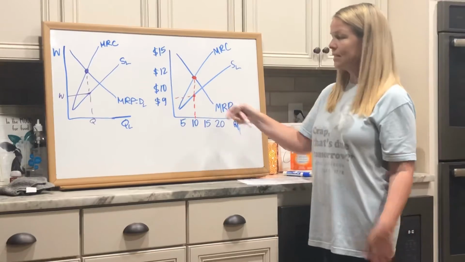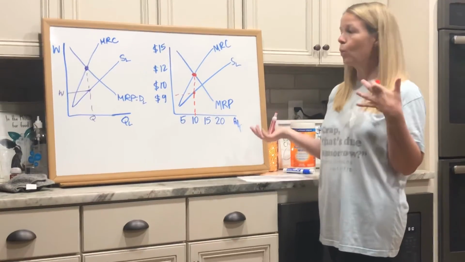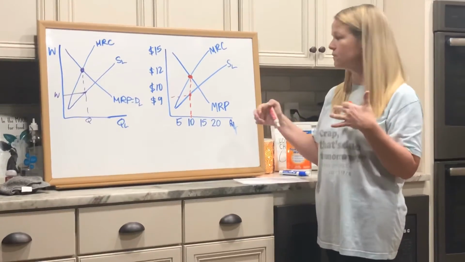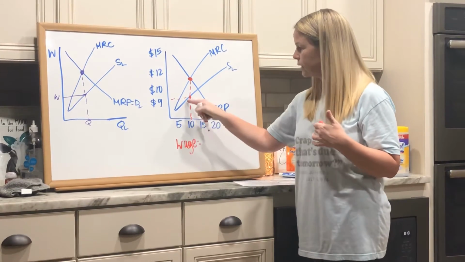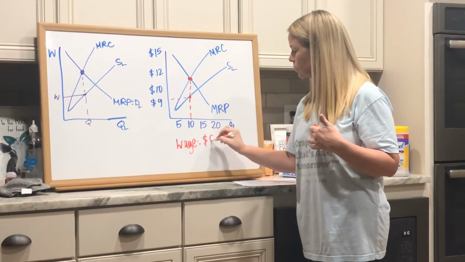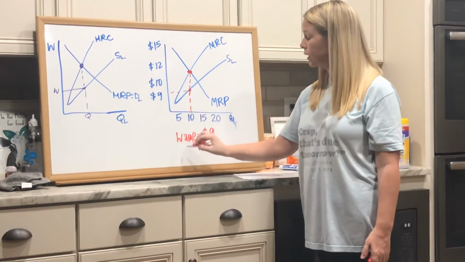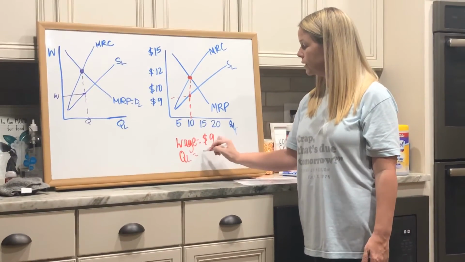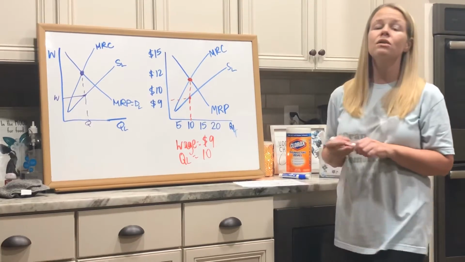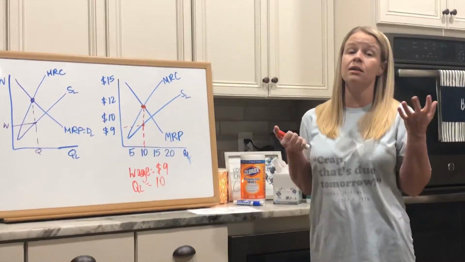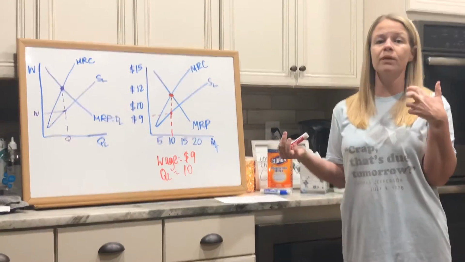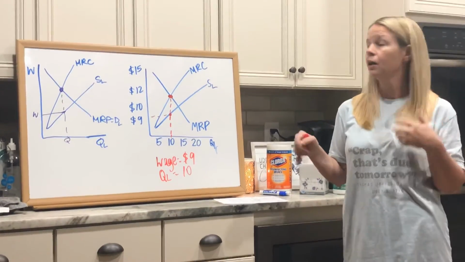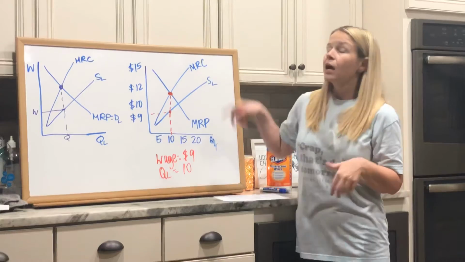So in this instance, if they asked you what the wage and quantity would be for this firm, the wage is going to be at $9, and then the quantity of labor is going to be at 10. So super easy stuff, and it's super easy because you've already done this. You just did it a little bit differently on the other ones. So practice drawing it.